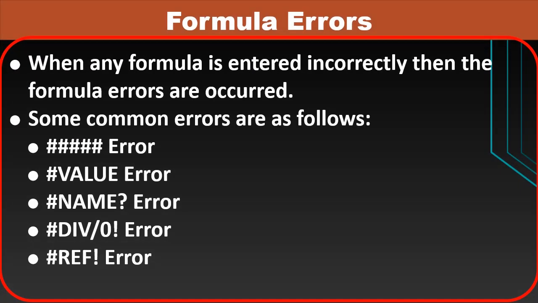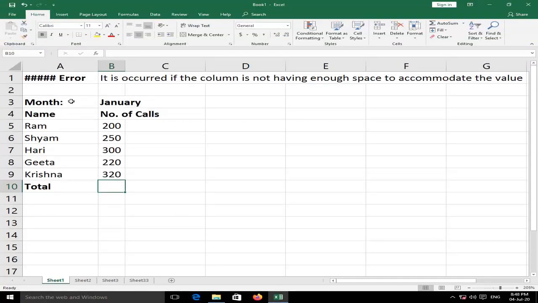So next is formula errors. When any formula is entered incorrectly, formula errors occur. Some common errors found in Excel are as follows: hash error, #VALUE! error, #NAME? error, #DIV/0! error, #REF! error. Now I will explain each error. First one is the hash error.